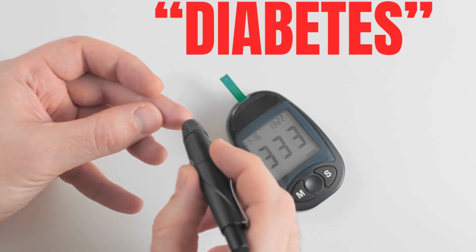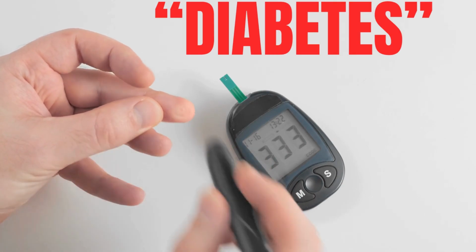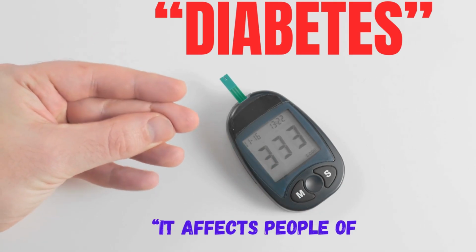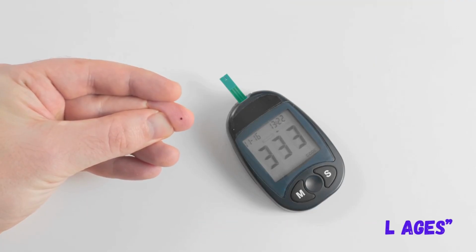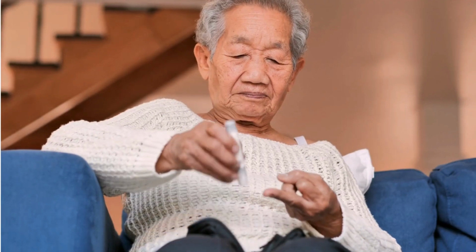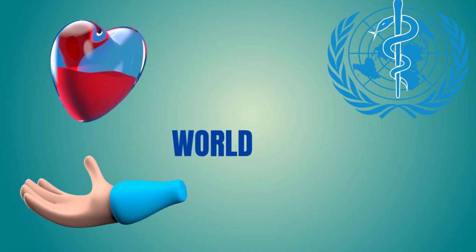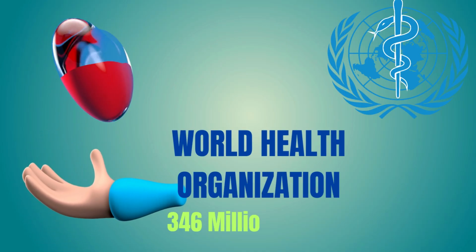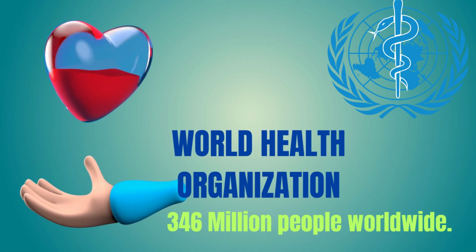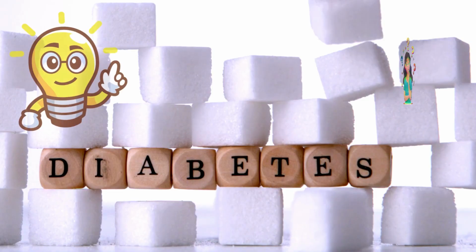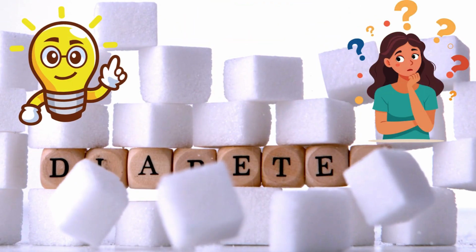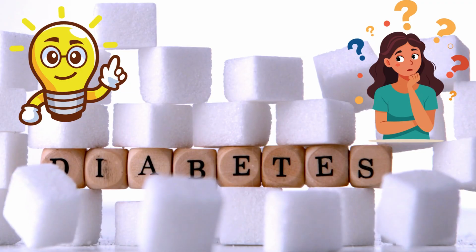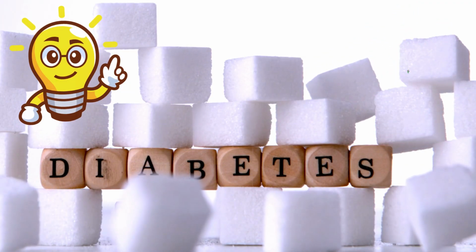Nowadays, diabetes is a very common problem all over the world. It affects people of all ages, from young individuals to the elderly population. The World Health Organization estimates that as many as 346 million people suffer from diabetes worldwide. But what exactly is diabetes and how does it affect our body? Let's talk in detail about these things.